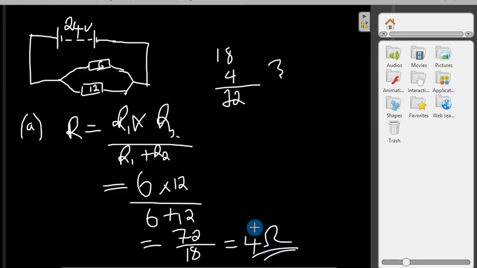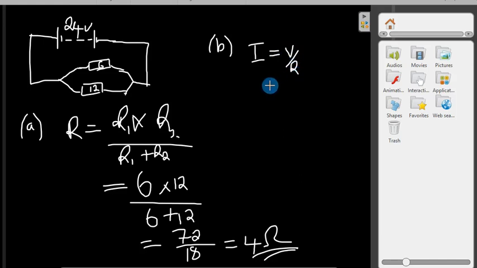Okay, so 4 ohms is the total resistance for our two resistors when we combine them. Then we go to part B. Part B was asking us to find the current through the circuit. Current through the circuit is given by I is equal to V over R.